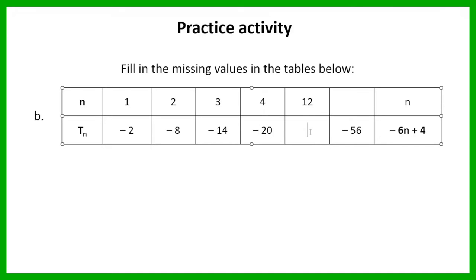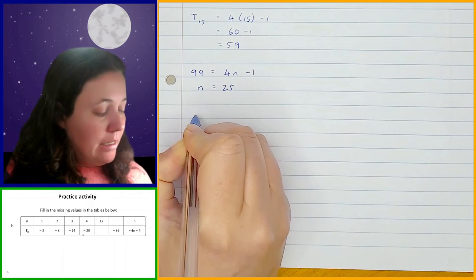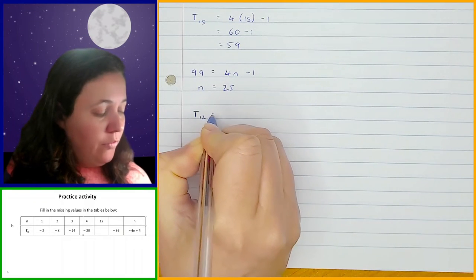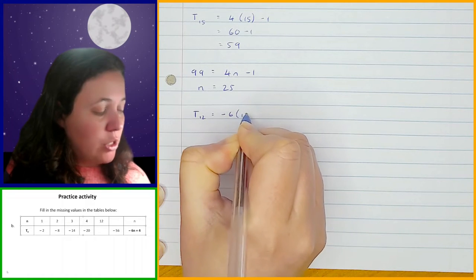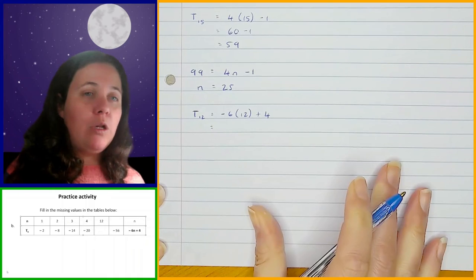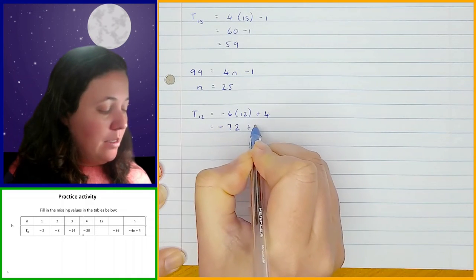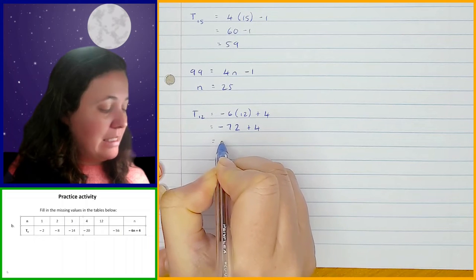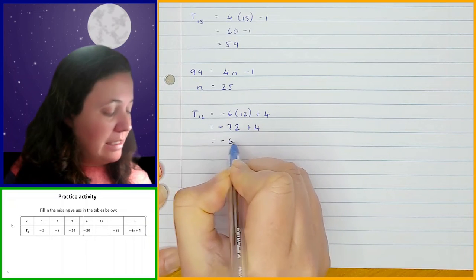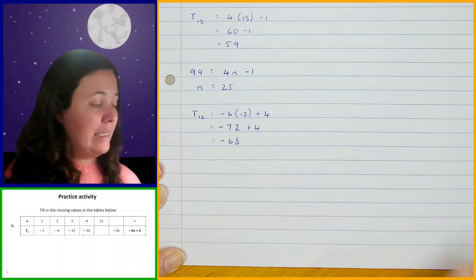Now we need to work out what the 12th term is. So for our 12th term, we've got t12 is negative 6 times 12 plus 4. So negative 6 times 12 is negative 72 plus 4 gives us negative 68. So you should have got for that one, negative 68.